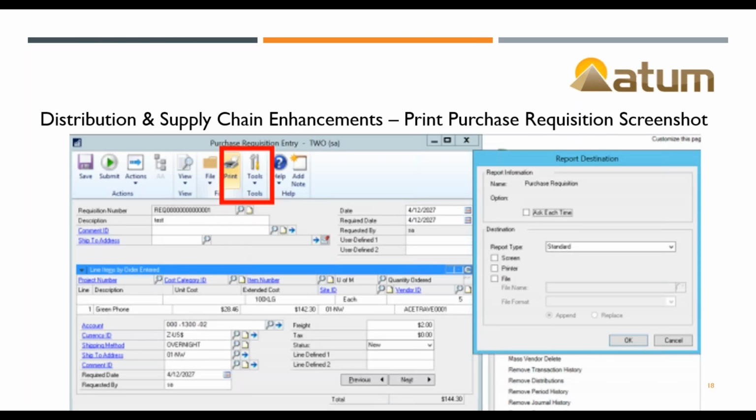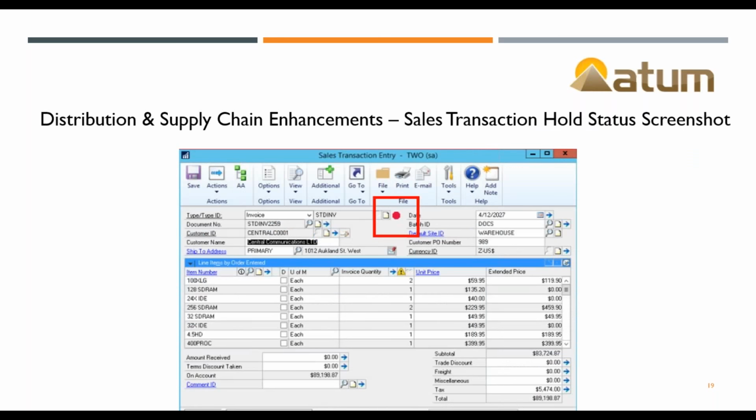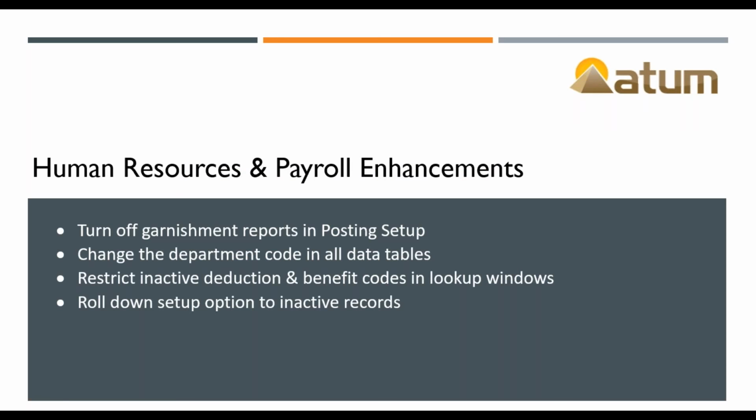So the first one, again, as I mentioned earlier, was the print requisition screenshot. On the print requisition entry screen, you can go ahead and print the requisition itself that you could then later send on. And lastly, we have the sales transaction. You can see here, this is the stop sign. When a transaction is on hold, you'll see the little stop sign here letting you know that there's a hold on this transaction for whatever reason. And of course, from there, you can go in and investigate and figure out why we have this thing on hold.